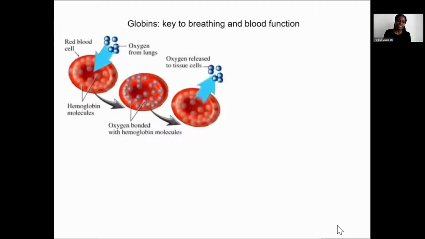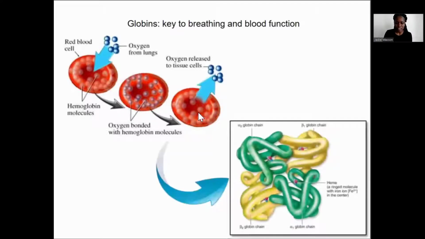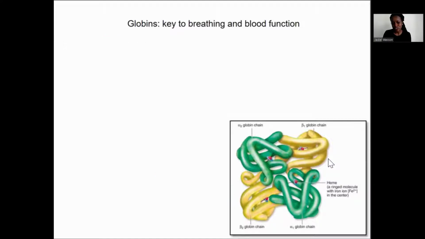Globin is essential to blood function. Globin is a key component of hemoglobin molecules, where the oxygen you breathe from outside enters red blood cells and binds to these hemoglobin molecules. And this is what hemoglobin looks like. It is a heterotetramer where you have 2 alpha globin chains and 2 beta globin chains. The alpha globin chains remain a consistent part of hemoglobin, but the beta chains actually change over developmental time.